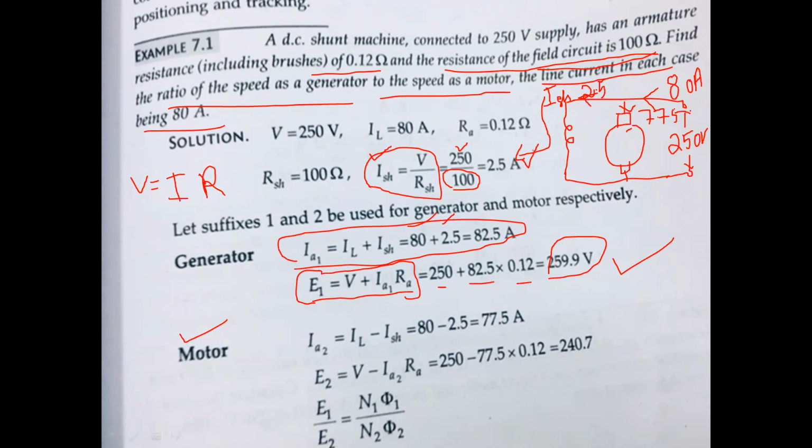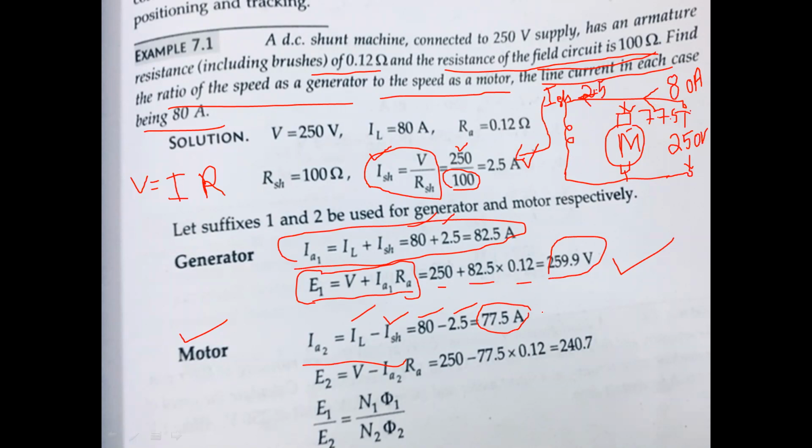77.5 amperes is the armature current of the motor. In case of a motor, armature current equals line current minus shunt current, because the motor takes line current and from that we subtract the shunt current. 80 amperes is the incoming current, minus 2.5 is the shunt current. 80 minus 2.5 is 77.5, so the armature takes 77.5 amperes.